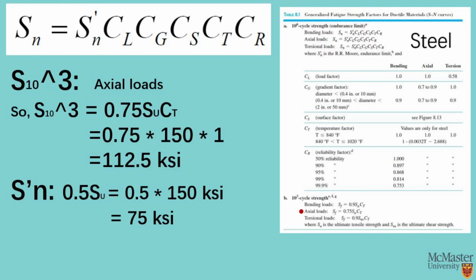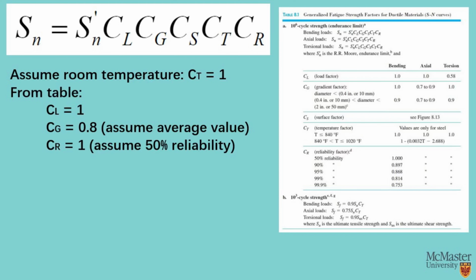Next, because this is a piece of steel, S'n equals 0.5 Su, which equals 0.5 times 150 ksi, which equals 75 ksi. Then assume that the room temperature gives Ct equals 1. From the table, we can tell that Cl, Cg, Cr equal 1, 0.8, and 1 respectively. And the Cg and Cr assume average values. So in other questions, if they didn't tell you the specific number, just assume.